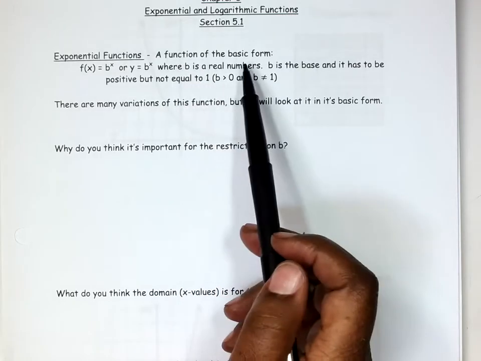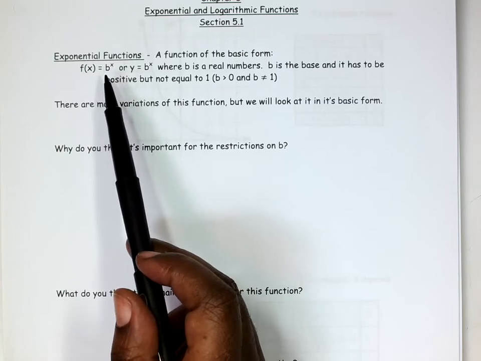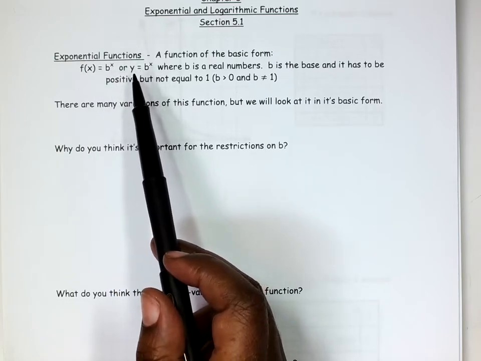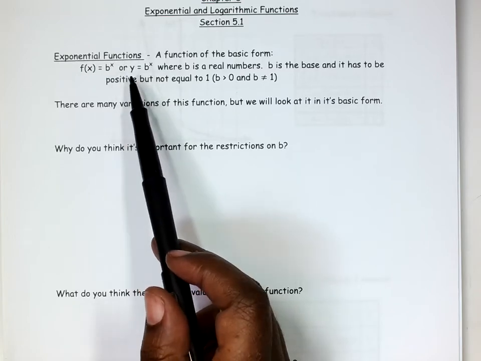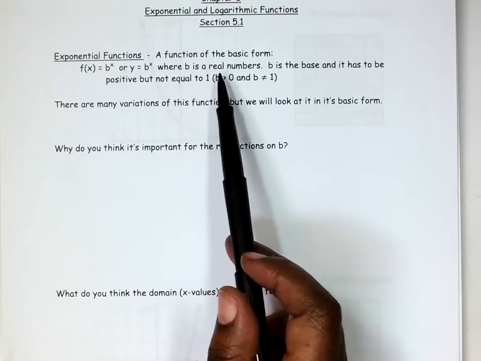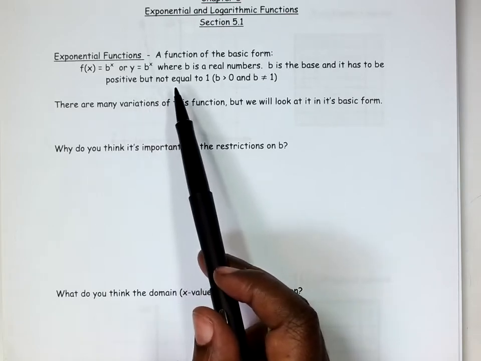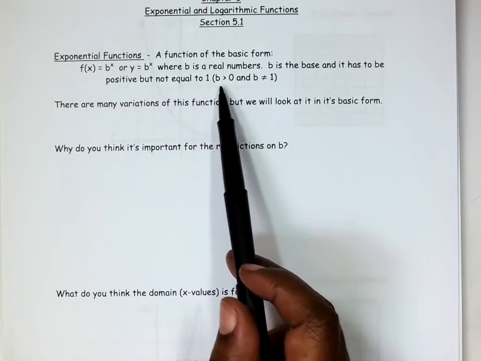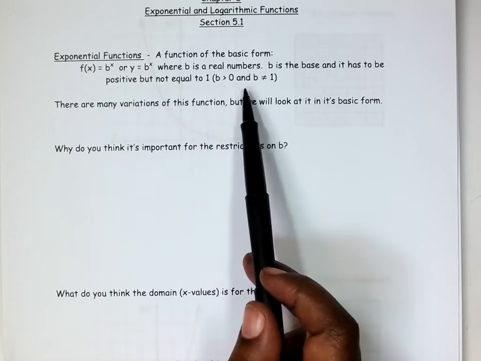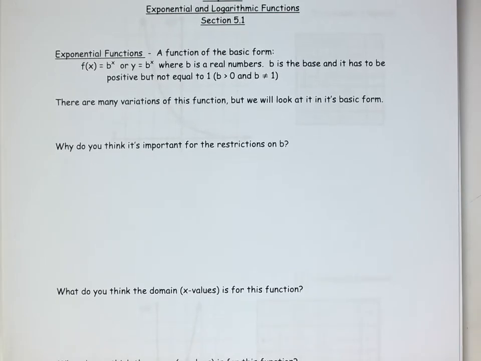So a function in the basic form, f of x equals b to the x power, b is the base, or we can write it as y equals b to the x, because remember when we learned about function notation, f of x and y are interchangeable. And then we have b is a real number. It's the base. It has to be positive, but not equal to 1. So I can't have any negative bases, and I can't have it equal to 1. There's lots of different variations. We're just going to look at the basic form for this course.